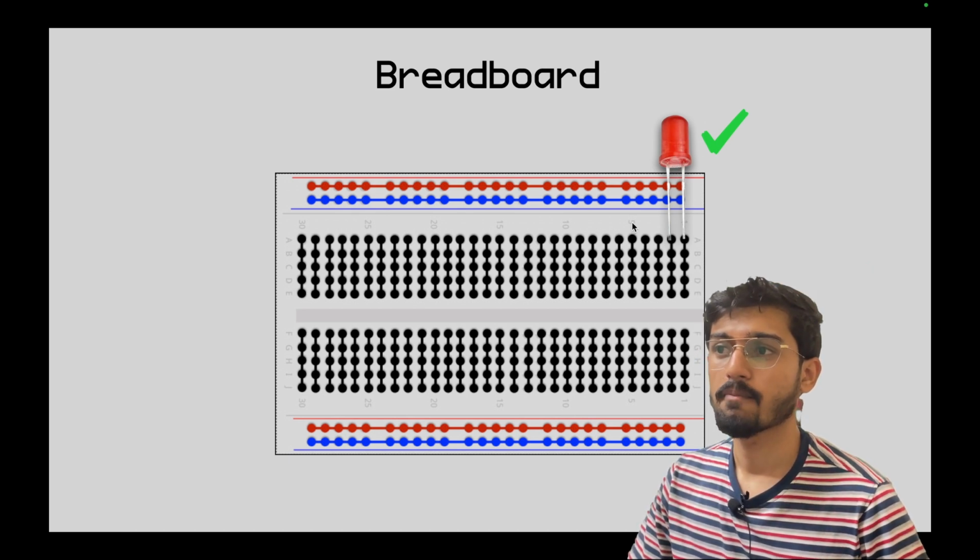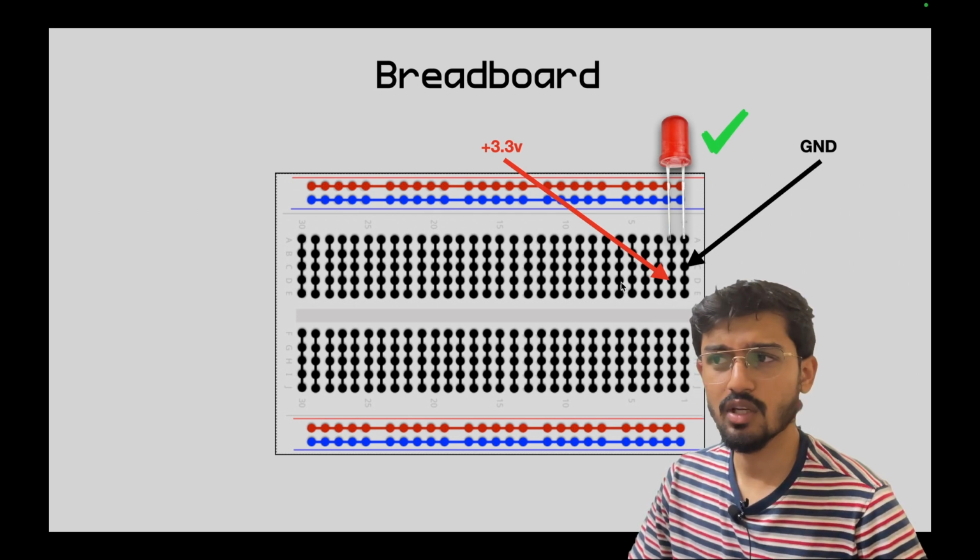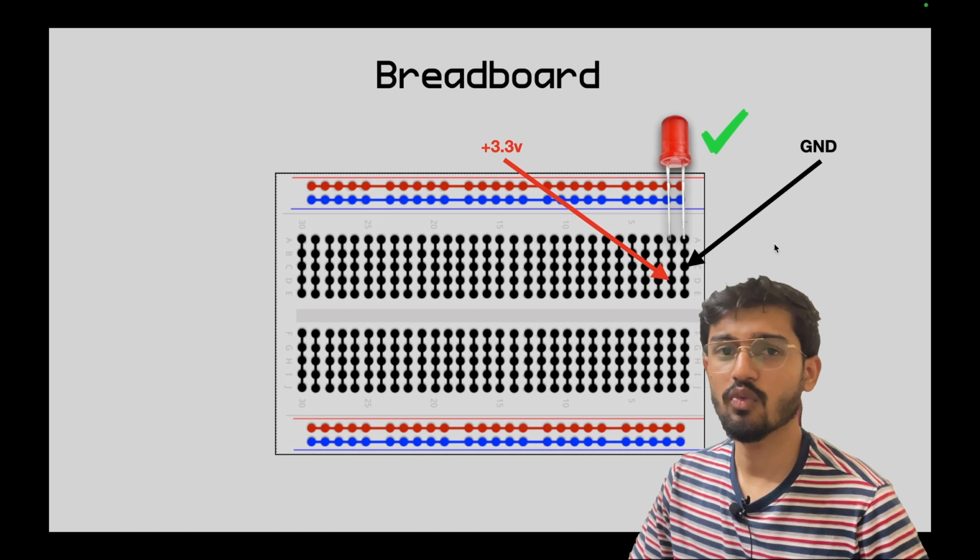Let's say you connect 3.3 volts at this hole, current will flow through this hole all the way through the long leg of the LED, inside the LED, and then it would flow out of the short leg and come out of this hole, and the circuit would be complete. This is the only possible path the current can take, and this is how we are going to hook up our LEDs. And if you ask me how would you connect the resistor, I would say the same way.